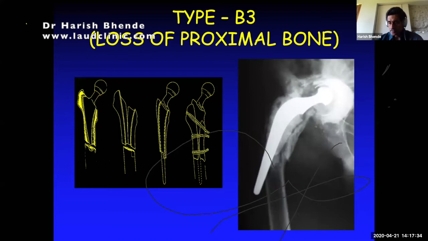These cases require a much bigger operation, because you have to not only replace the joint, you also have to use a long stem, and you also have to use some kind of bone reconstruction or augment in the proximal part to fill in the biology of the structures around the implant. You cannot just replace it only with the implant unless you are using something like a tumor prosthesis.